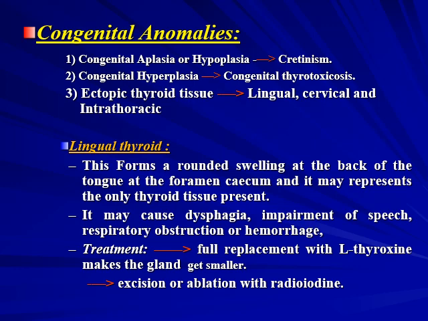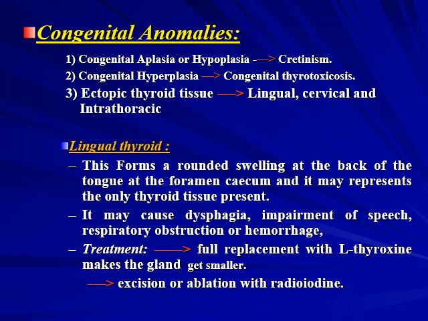This will be presented as a round swelling at the back of the tongue at the site of the foramen cecum. This lingual thyroid may cause dysphagia, impairment of speech, respiratory obstruction, and rarely hemorrhage. Beware that this lingual thyroid may be the only thyroid tissue, so you have to do a thyroid scan to detect if it is the only thyroid tissue or not.